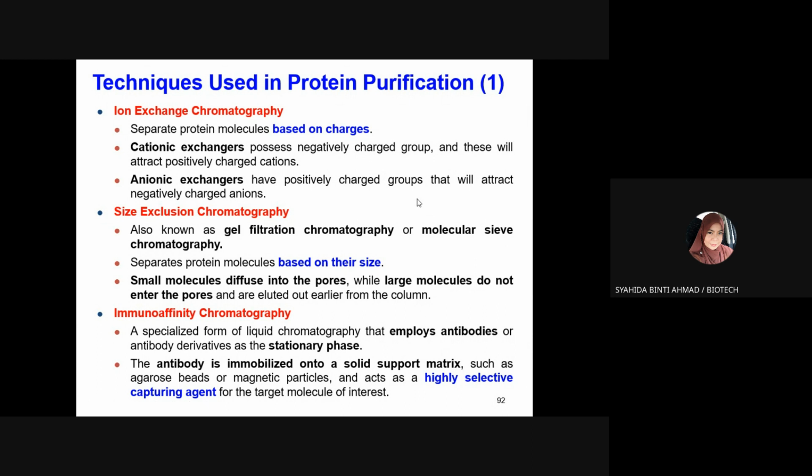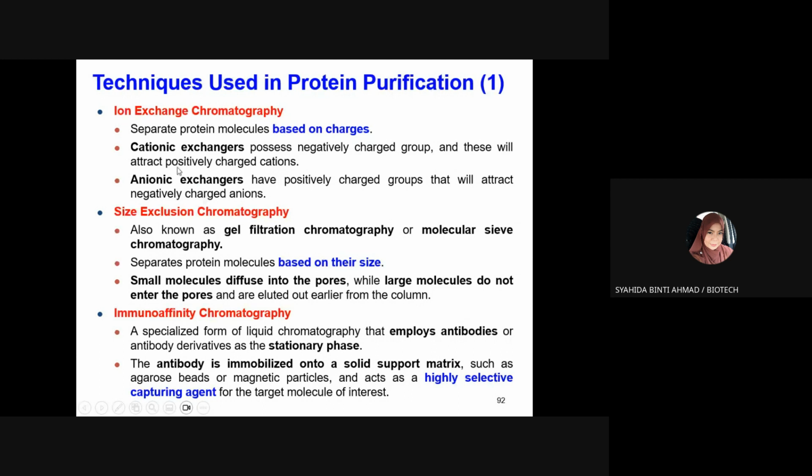So these are three common steps that you use to purify. Purify means to isolate the protein of interest. For example, you have a fish, there's a lot of protein in the fish, but there is a specific enzyme or protein that you would like to isolate. So you have to do some steps. For example, you can separate the protein first based on their charge. Usually we use ion exchange chromatography. There are two types, either cationic or anionic.